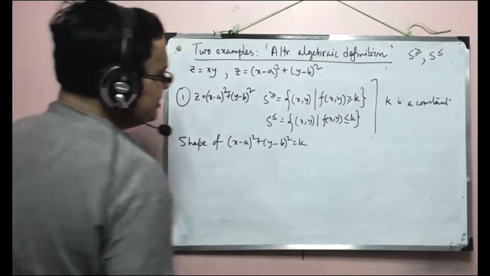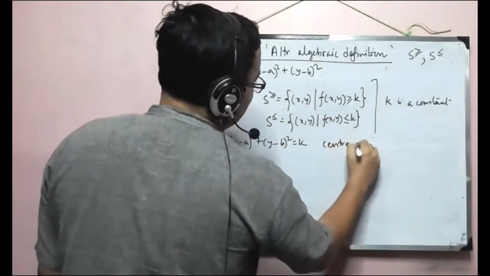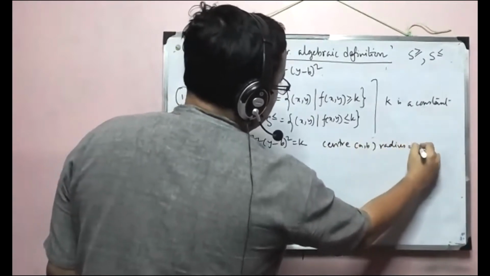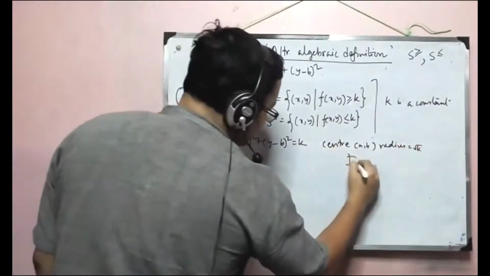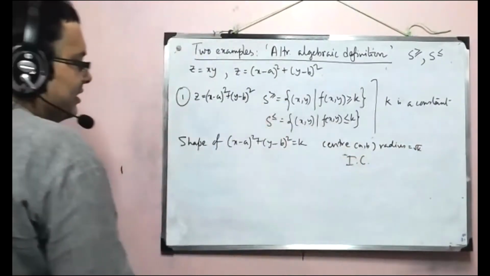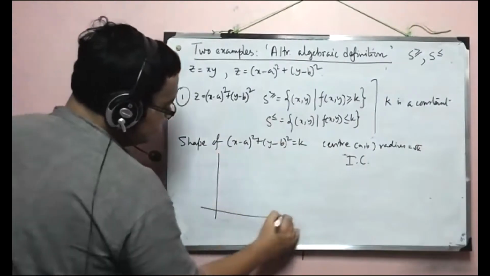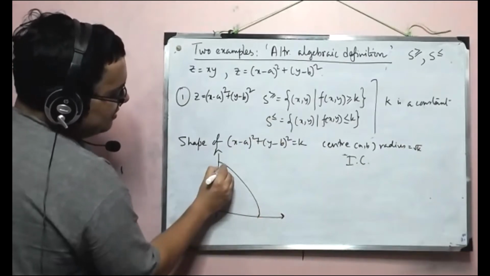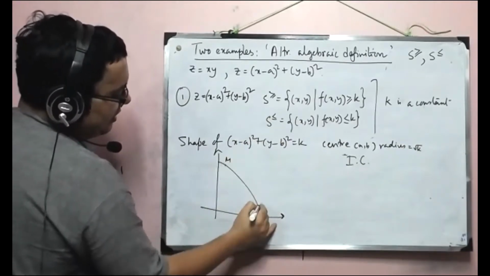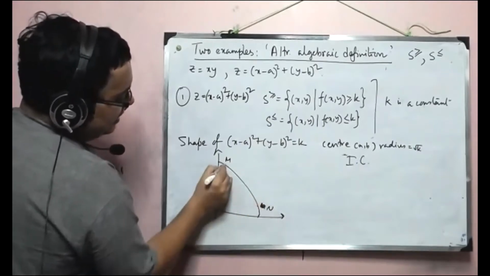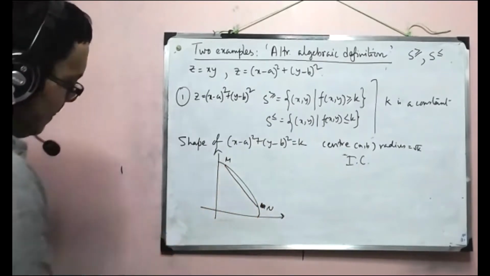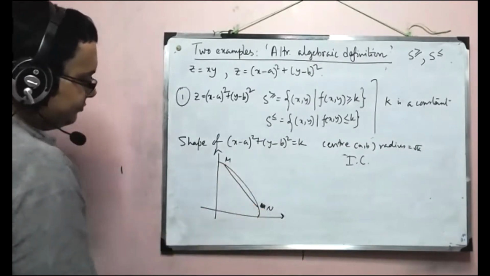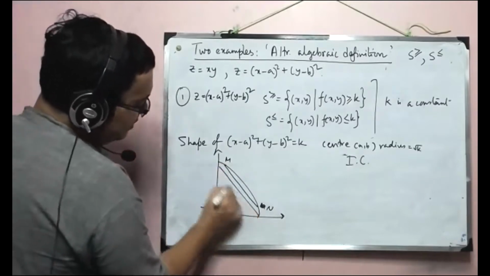So what is this? This is just a circle. Its center is at a comma b and its radius is root k. So again, we are using the idea of IC, and we know how a circle looks like in the first quadrant, right? It looks like this. So if I take a convex combination of these 2 points, let's say M and N, then it will go below. So the values that will be taken in the convex combination will appear on this side.